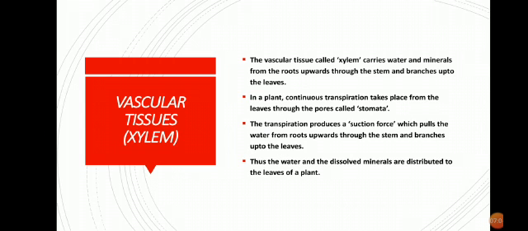Similarly over here, as a result of continuous transpiration, what is happening inside the plant? It is creating a suction force that is pulling the water from the root upward through the stem and branches up to the leaf. So this transpiration generates a suction force that pulls up the water absorbed by the root from the soil to reach the leaves.